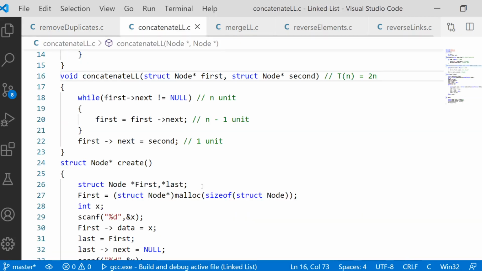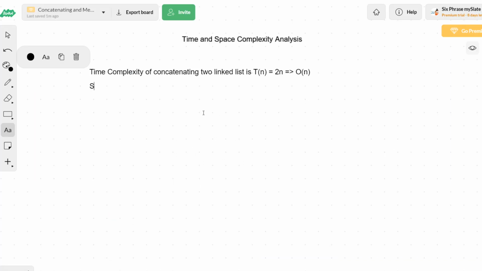So coming here to the space complexity of concatenating two linked lists. The space equation S of n is equal to only 2, which is constant. So here the space complexity is order of 1, constant space is taken here. This is all for concatenating two lists.